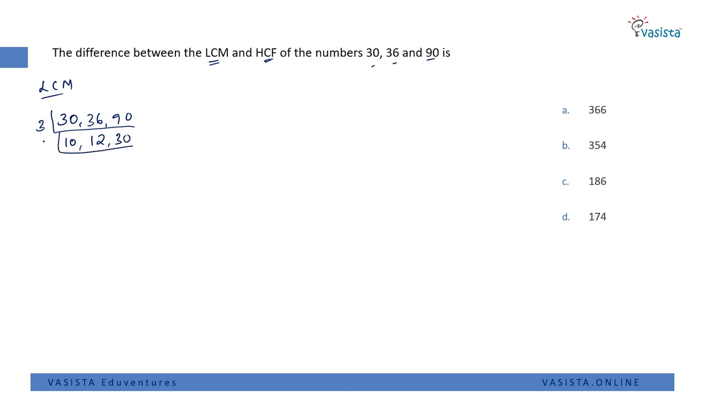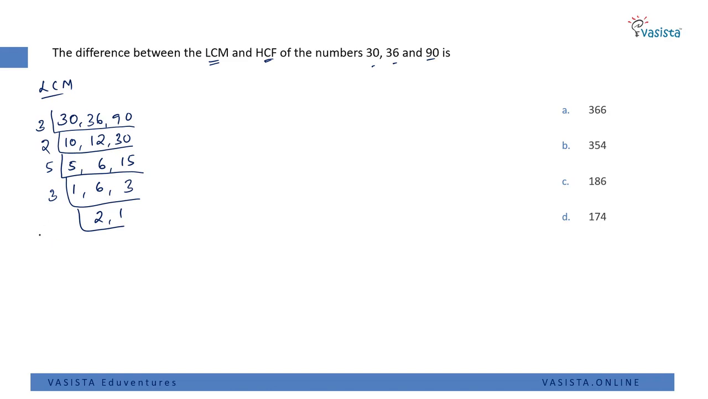Again, now I can go with the 2. 2 5s are 10, 2 6s are 12, 2 15s are 30. Then 5: 5 1s are 5, 5 3s are 15. Now I need to go with the 3. 1 I can't divide, so 3s are and 1s are.